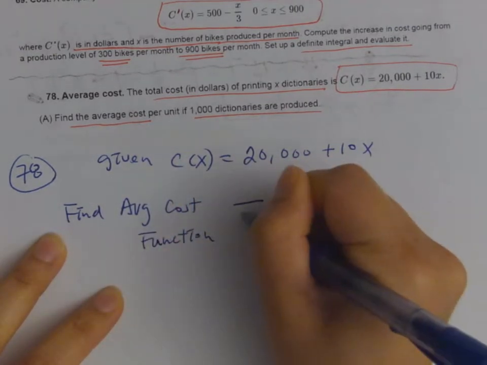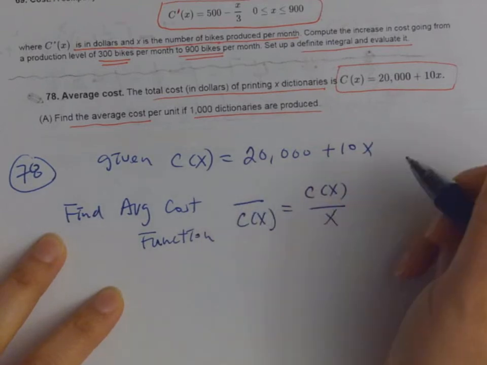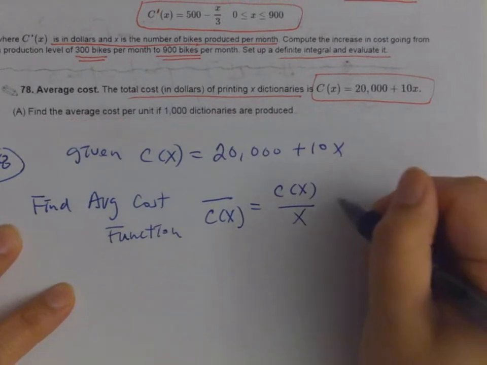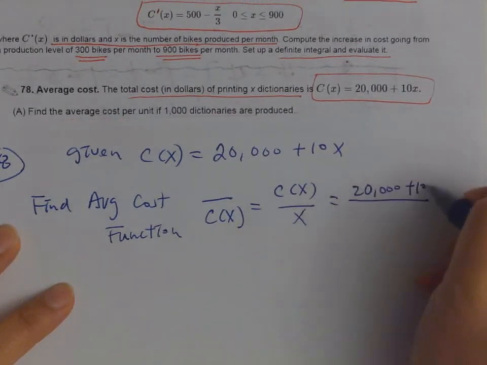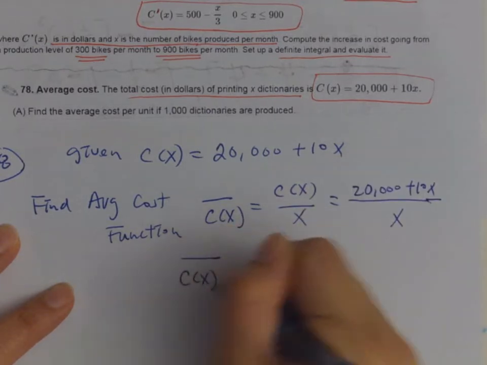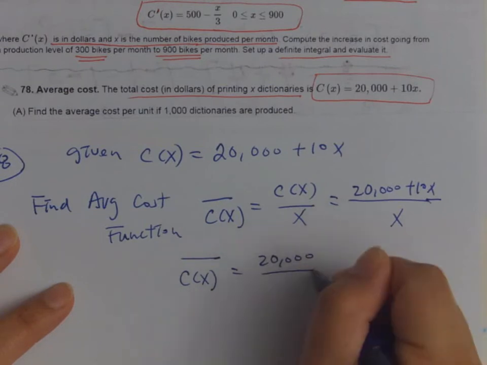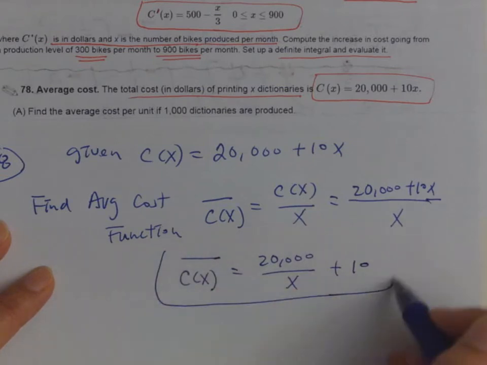Basically, C bar of x equal to C of x divided by x, right? So all I need to do is divide every term by x. So 20,000 plus 10x divided by x. So my average cost function is 20,000 divided by x plus 10, right? So that's my average cost function.